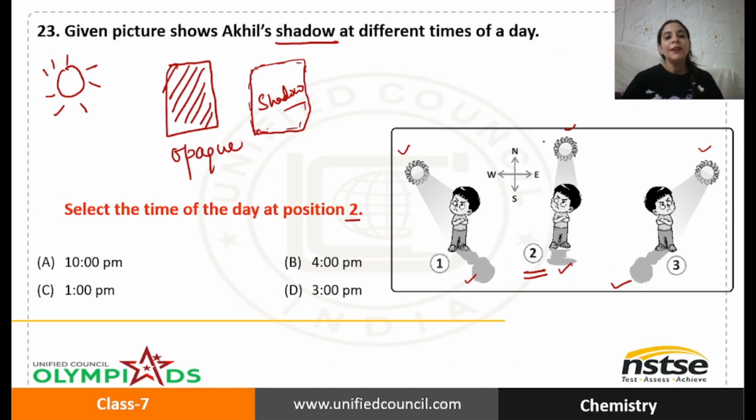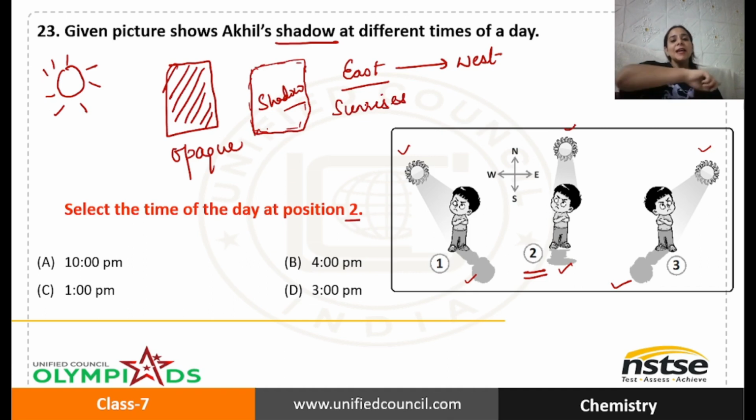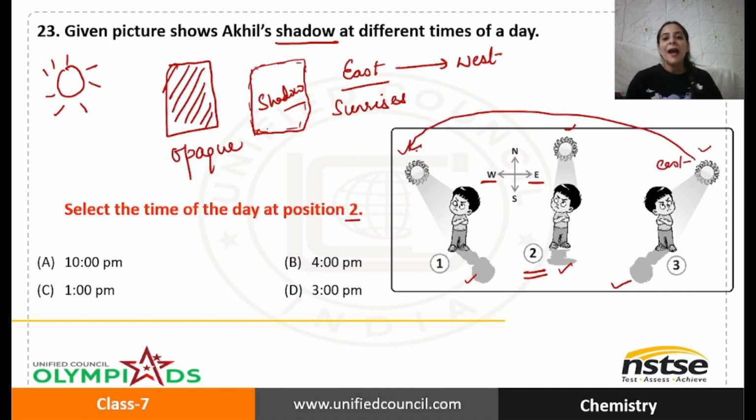Now if I talk about the sun, we all know the sun rises in the east and sets in the west. When the sun rises in the east, it starts moving and covers the entire part of the atmosphere and then sets in the west. So this indicates the east direction and this is west. That means here the sun is rising and then moving towards the west. While doing so, the sun moves through the entire atmosphere and its position also changes.